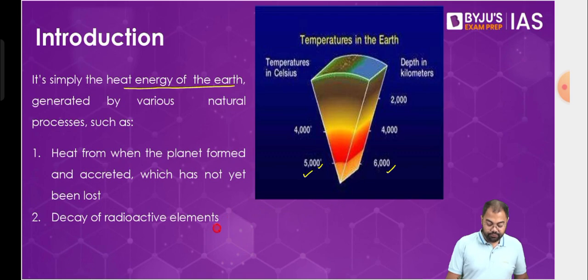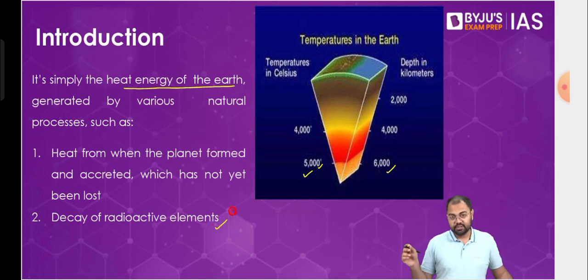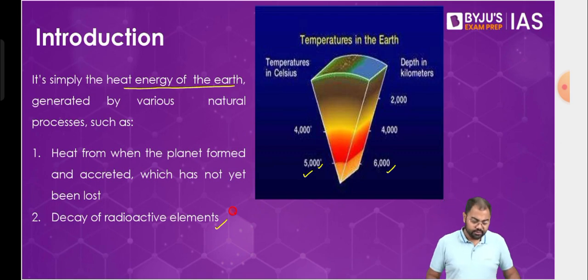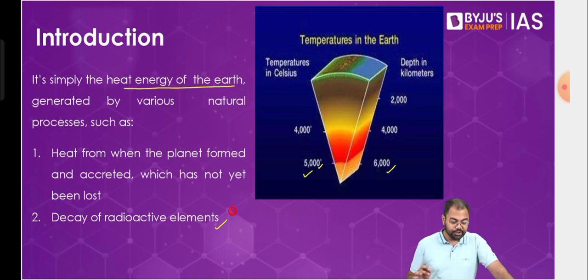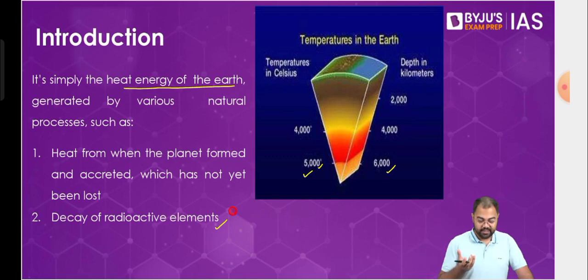That is one. Then decay of radioactive elements is another reason. What we mean by the decay of radioactive elements, we'll discuss when we go to our discussion on nuclear energy, so not right now. We'll discuss it later. So in this manner, we understand how we look at geothermal energy. The basics are that this is the heat of the earth, where the origin of the heat is inside the earth.